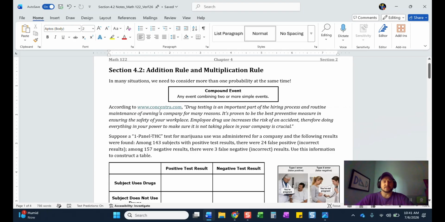So I took this from Concentra.com. Drug testing is an important part of the hiring process and routine maintenance of owning a company for many reasons. This is straight off their website. It's proven to be the best preventative measure in ensuring the safety of your workplace. Employee drug use increases the risk of an accident. Therefore, doing everything in your power to make sure it is not taking place in your company is crucial. And there's a little bit more verbiage to it, but I think this kind of nails the point home as to why some companies require drug testing.